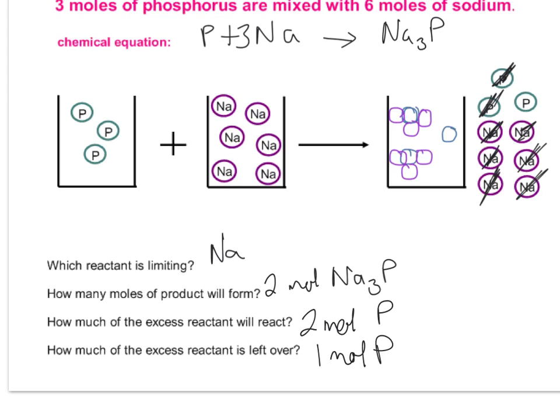On your test, you will have questions like these with pictures, and you actually have to draw your products like this and figure out the limiting reactant by drawing pictures or particle diagrams. So make sure that you review that before your test.